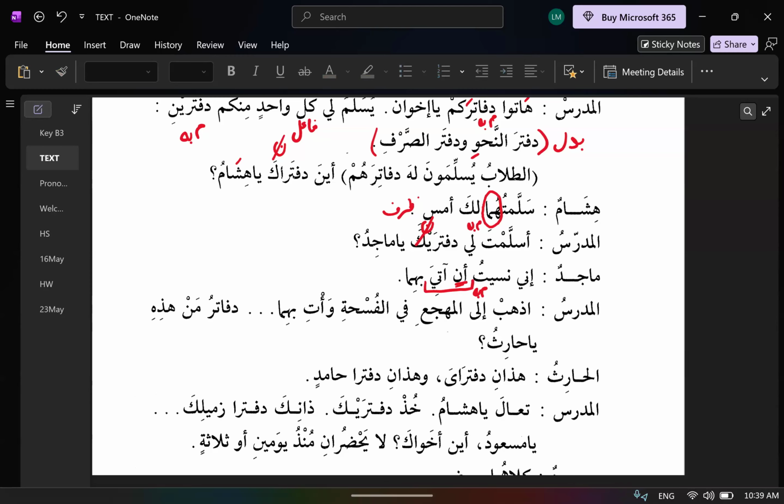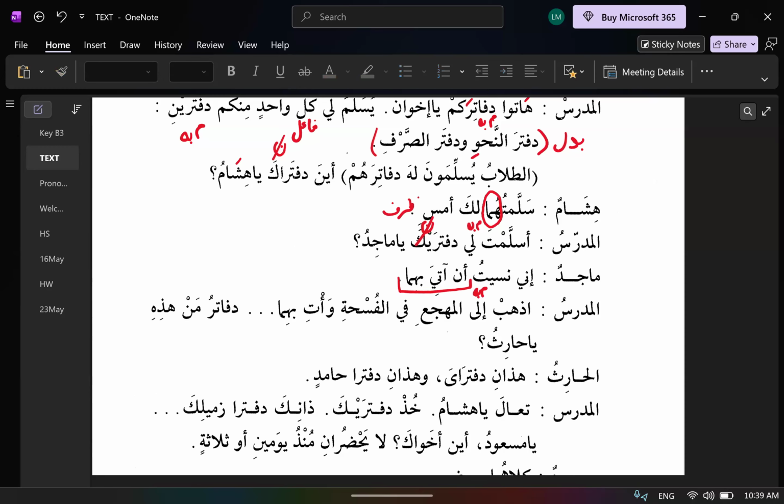So the teacher says, Izhab ila mahji'i, go to your dormitory. What will be the translation for anata? Like a mafulun bihi, how will we translate it? I forgot that I bring them. We don't say it like this in English, but it is literally I forgot that I come with them. Basically, I forgot to bring them.